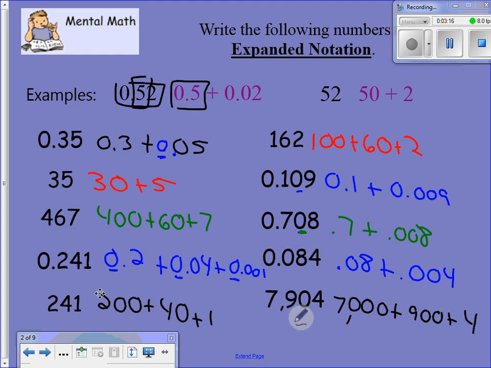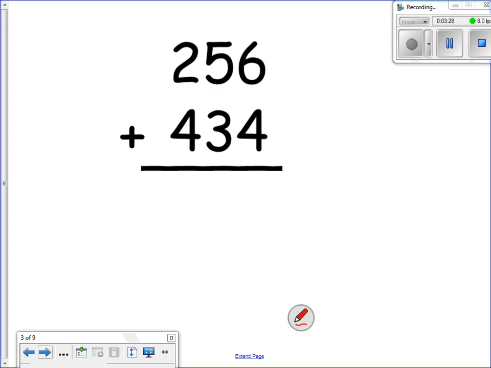The common error kids have is they want to put a spot in for these zeros. Remember, these zeros, when you're doing expanded notation, you don't need to write them when you're expanding it out. Now, today's lesson, when we're adding, is pretty basic, pretty simple, kids. Once you get to 10, you just carry over to the left. I'm going to work these problems out.